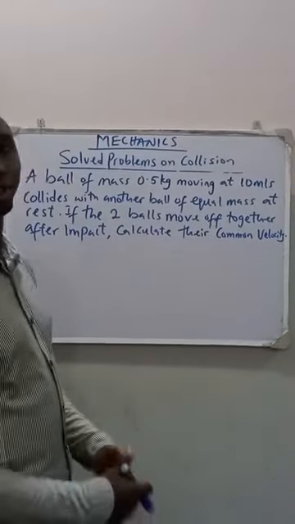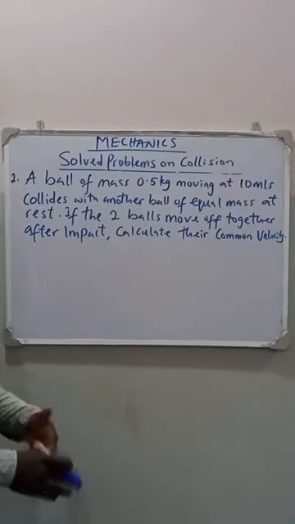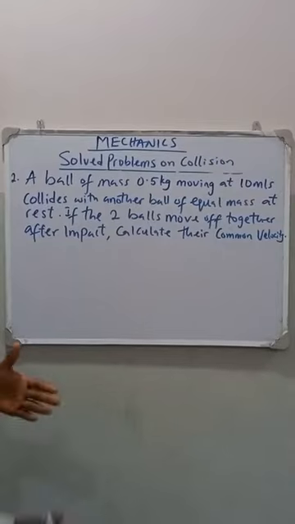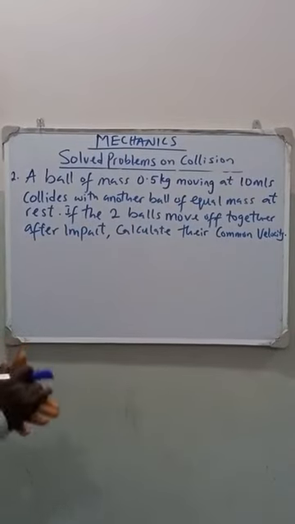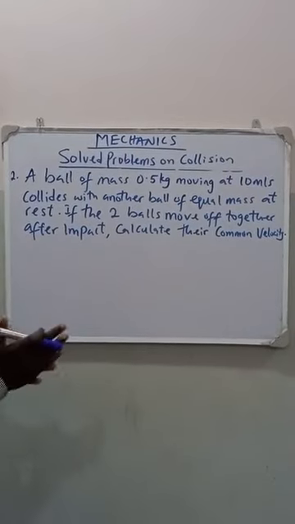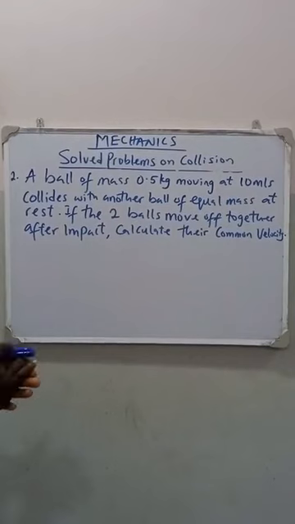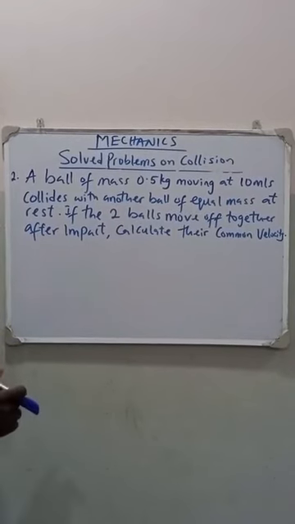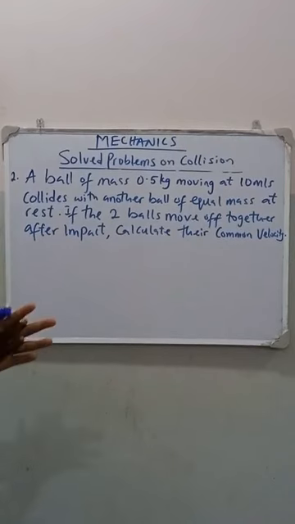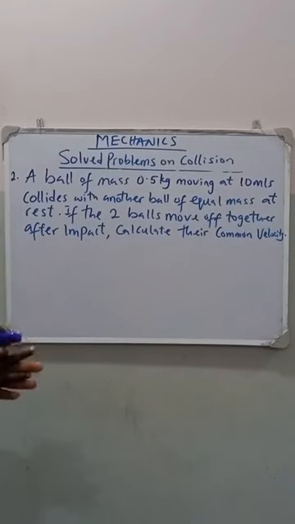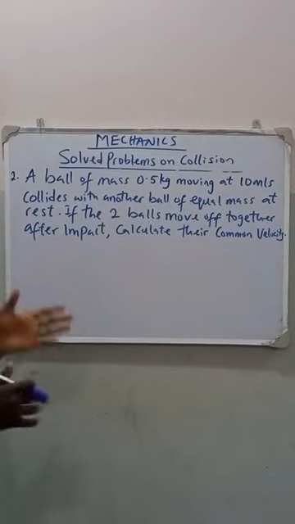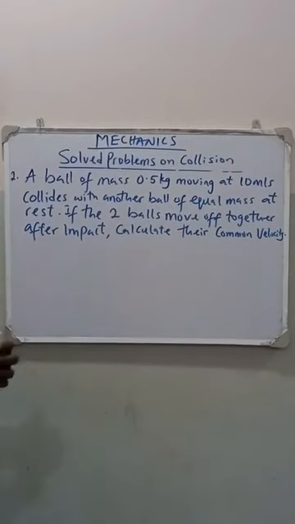Okay, so this is another question, still on collision. In this question, they said a ball of mass 0.5 kg moving at 10 meters per second collides with another ball of equal mass at rest. If the two balls move off together after impact, calculate their common velocity.